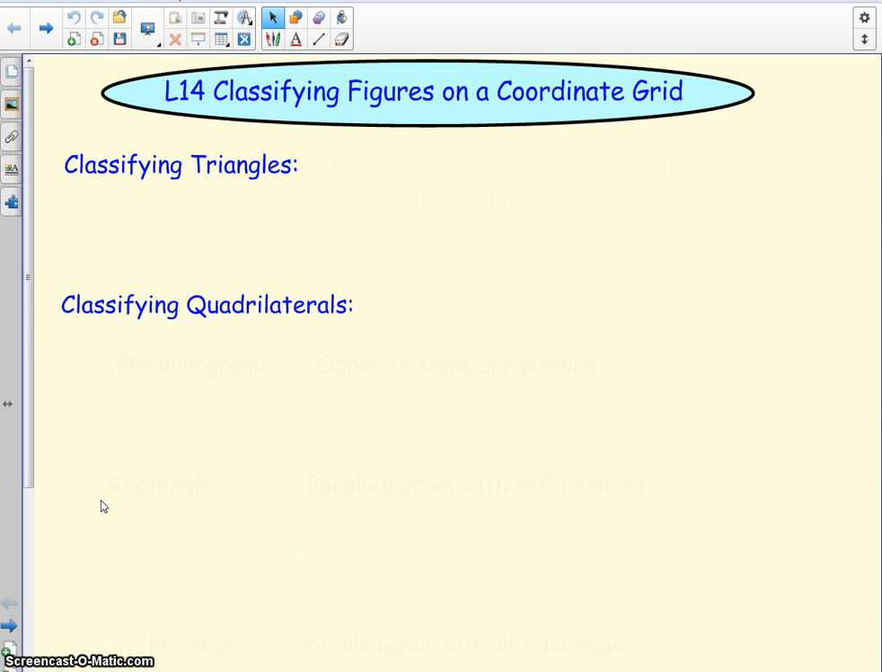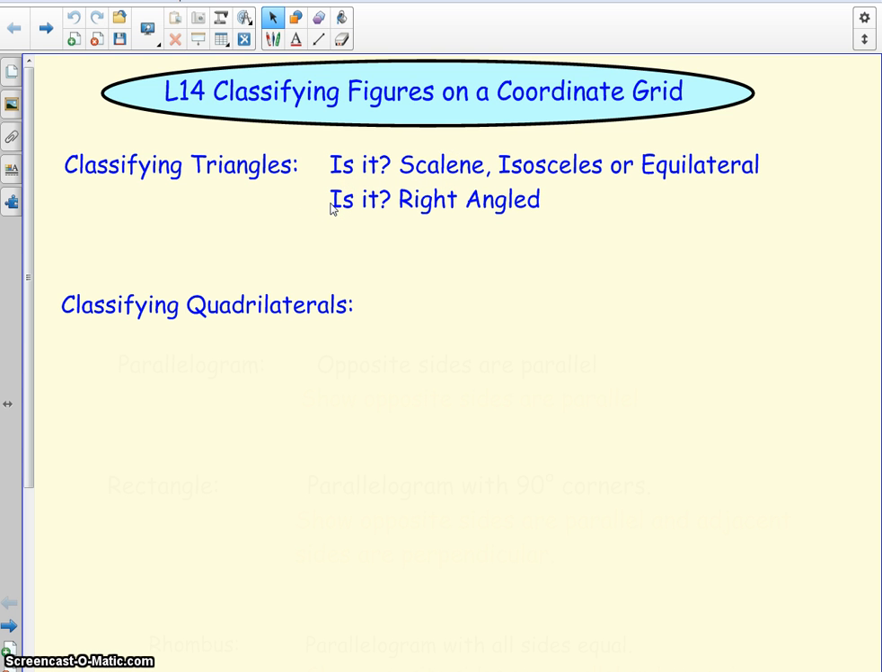So just to get us started here, if you're looking at classifying triangles, we did an example like this when we looked at distance formula, but some of the things we can find out when we're looking at triangles are whether they are scalene, isosceles, or equilateral. So you can find that out looking at the lengths of each side. And we can find out if there's a right angle there or not looking at either the slopes of each side to see if any slopes are negative reciprocals of each other, or if the side lengths satisfy the Pythagorean theorem. So we did one like that a couple of lessons ago.